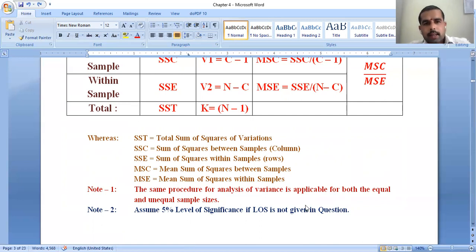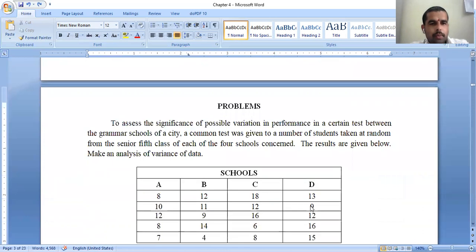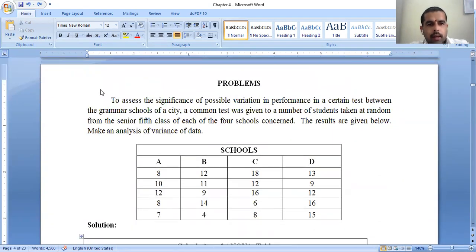So in today's class, we are going to start the problem part. Observe this problem. We are going to solve this problem. To assess the significance of possible variation in performance in a certain test between grammar schools of a city, a common test was given to a number of students taken at random from the senior 5th class of each of 4 schools concerned. The results are given below. Make an analysis of variance of data.